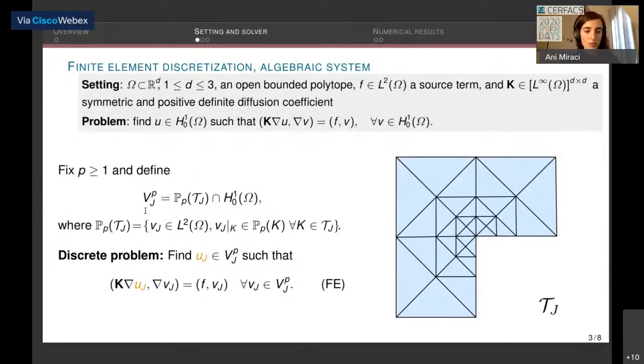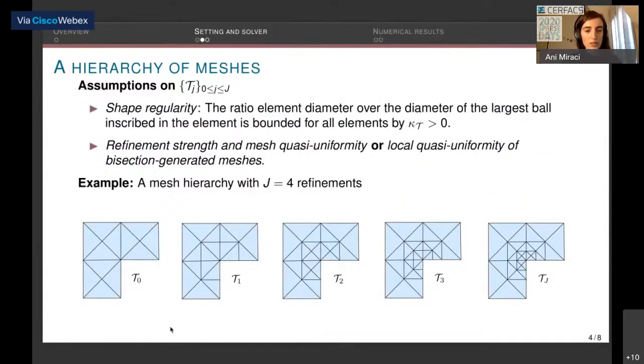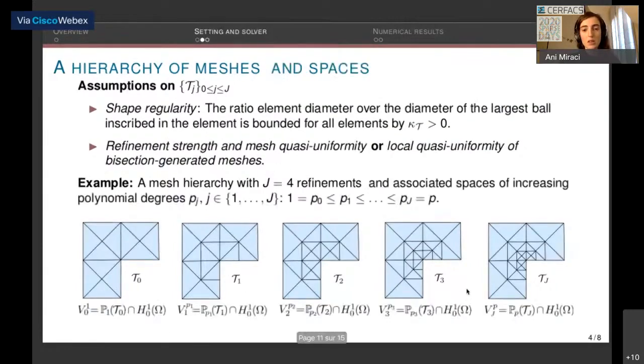We introduce our finite element space consisting of piecewise polynomials of order P, and this is the problem that we would like to solve. As for our meshes, they need to be shape regular, but other than that, they can be either quasi-uniform or graded, like in this case here. Then we can introduce a sequence of increasing polynomial degrees. And once we have that, we can introduce a sequence of nested finite element spaces. So this gives us a hierarchy of spaces.